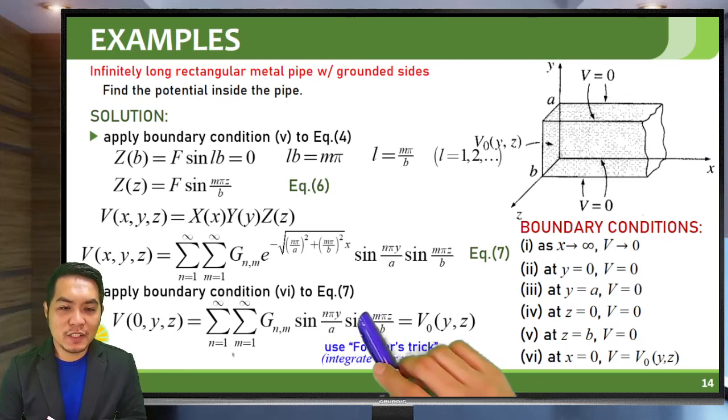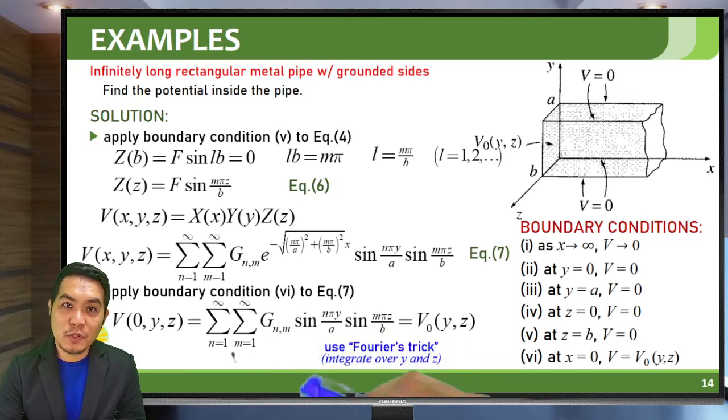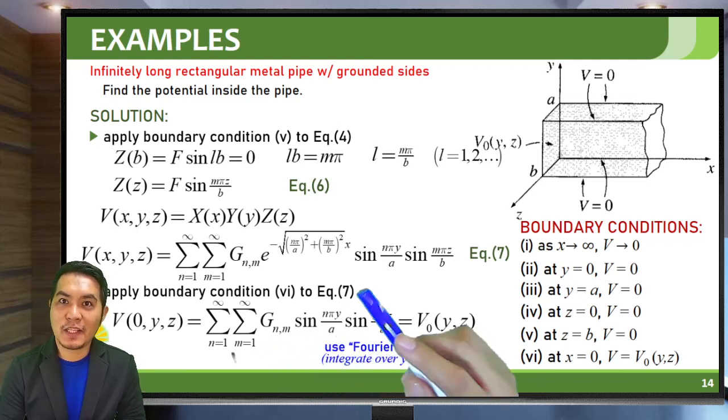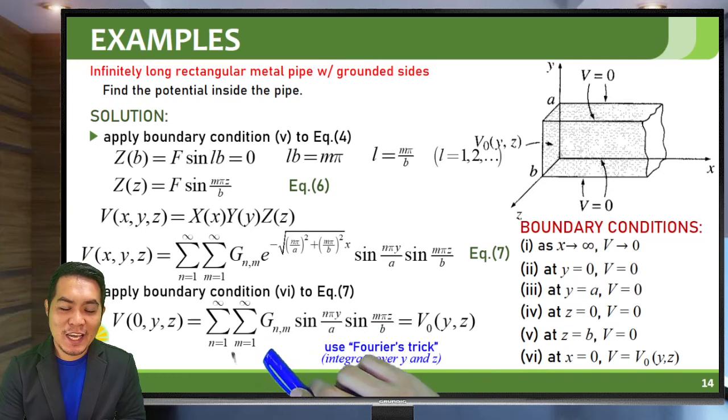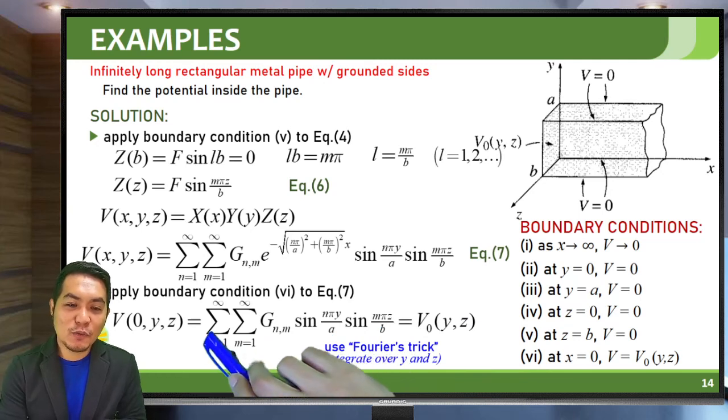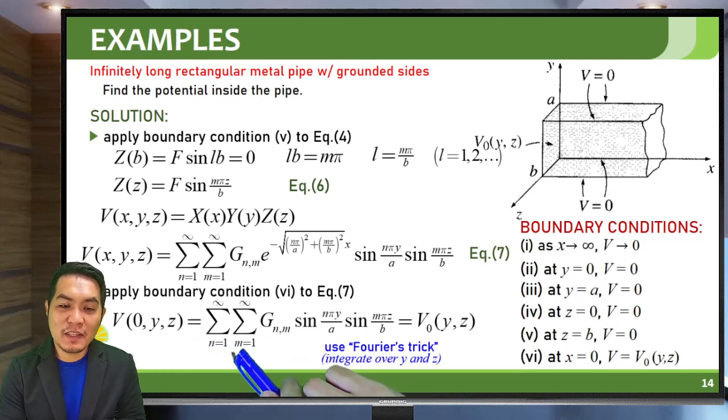In doing that, when you use the orthogonality condition, you will encounter a Kronecker delta function again, and in these two summations here, only one term in the m summation will survive. m is equal to m prime. Similarly, in the summation for n, only one term again will survive. n is equal to n prime.